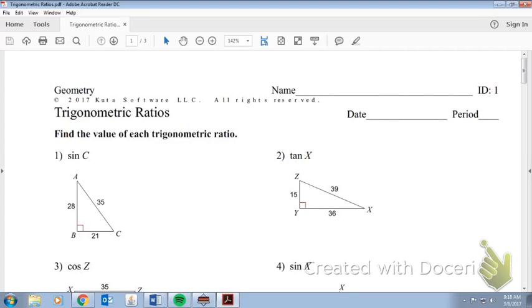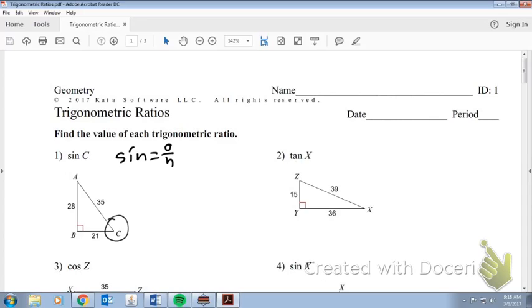So right now we have our SOHCAHTOA, so we know that sine is opposite over hypotenuse. We know that cosine is the adjacent over hypotenuse. And we know that tangent is the opposite over adjacent. So if we have sine C, start off by going sine equals opposite over hypotenuse. Okay? So we're looking for the sine of C. So that's angle C right there.